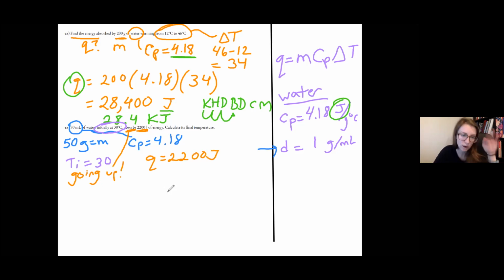So I'm organizing my information a different way here. I'm writing out what everything equals. Whatever way works for you, but don't just read the question and think you're supposed to have it all figured out. Calculate its final temperature. So we know it starts at 30, we know it's heating up. We don't know how much it's heating up, but that's what we're looking for, its final temperature. So given all this information, I have a Q, I have an m, I have a Cp.